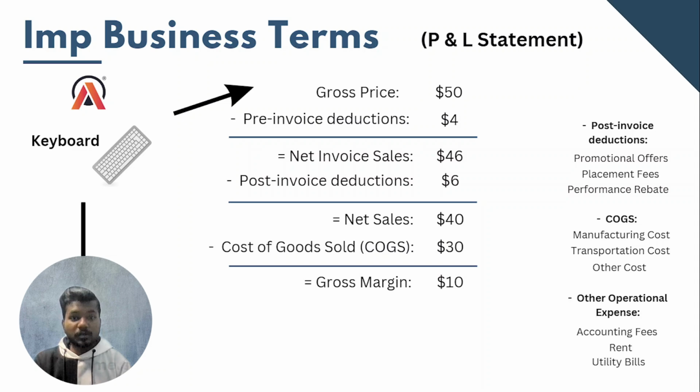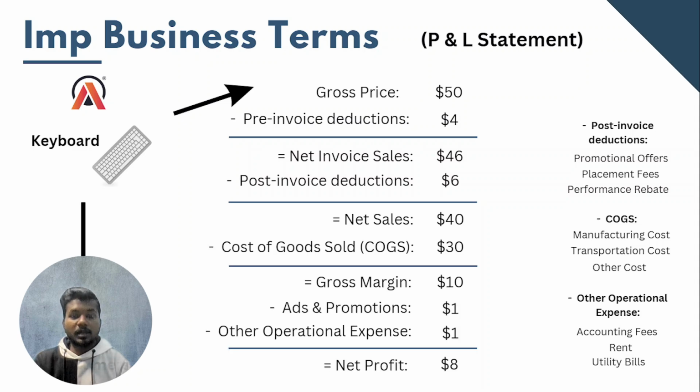Next, the company spends on ads and promotions to increase its sales and reach more customers. Also, there are operational expenses like accounting fees, rentals, and bill payments, etc., as shown here. On a per product basis, we are considering these spends as $1 each. When these operational expenses are deducted, we get a net profit of $8, which is the real actual profit of AtliQ. So I hope it is pretty much clear now. Now, enough of discussion. Let's go ahead and explore the Power BI dashboard.